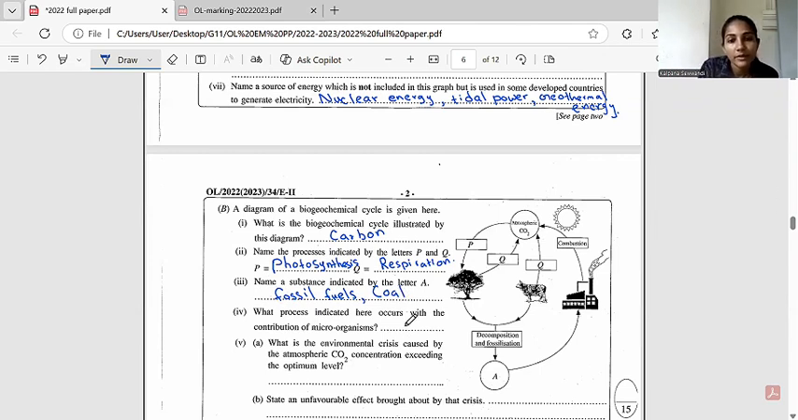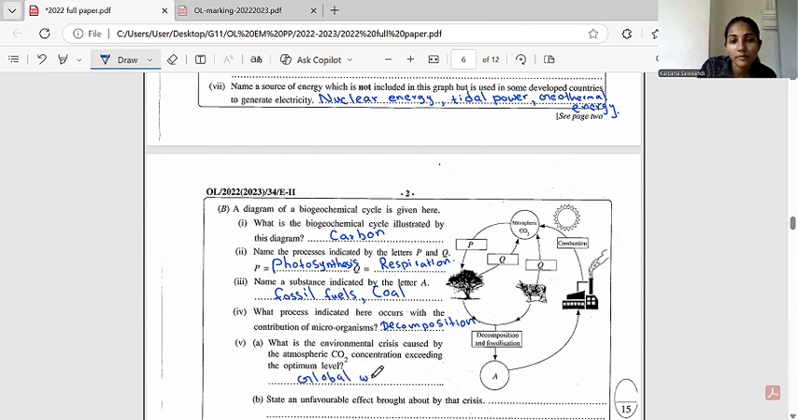What process indicated here occurs with the contribution of microorganisms? Microorganisms are helpful to decompose organic matter. So the process they contribute to is decomposition. Decomposition. Next one: what is the environmental crisis caused by the atmospheric carbon dioxide concentration exceeding the optimal level? That is what we have today. We call that incident global warming.